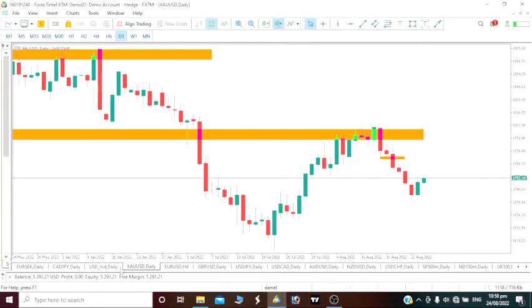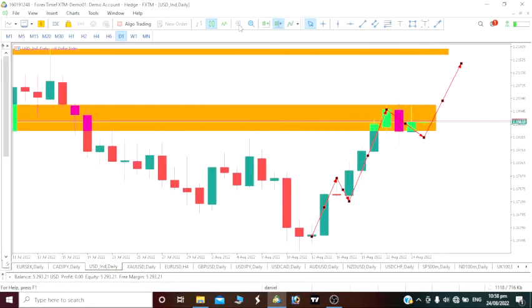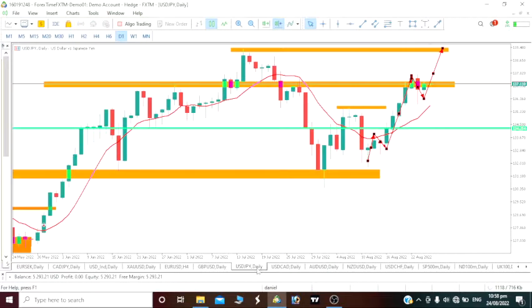And now let's take a look at it on our USD index. Starting with our daily time frame, we can start from this low here. We saw this impulse move, a correction move here, an impulse move, a correction here. Now after this correction, we are expecting an impulse move again.